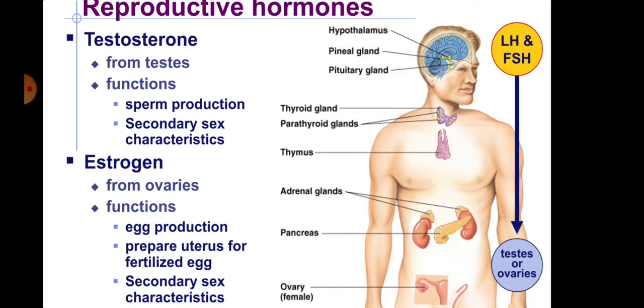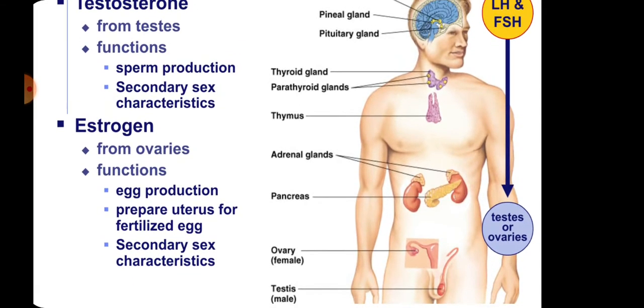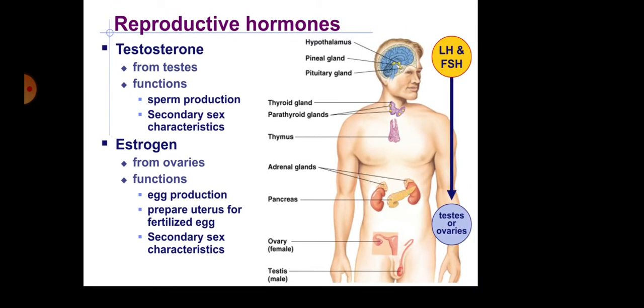The other hormone secreting organs are also shown in this figure: the thyroid gland, the parathyroid gland, the thymus, the adrenal glands, the pancreas, the ovary in female, and the testes in male.